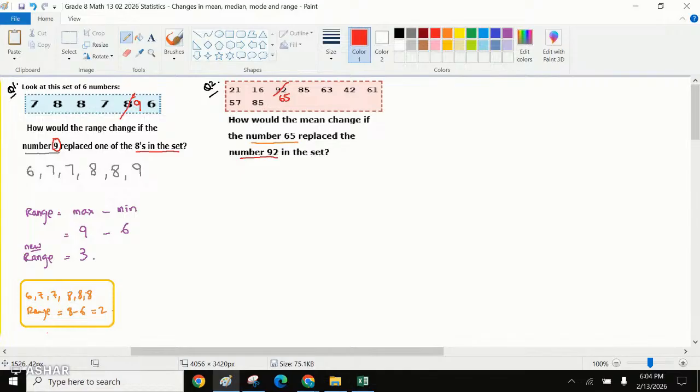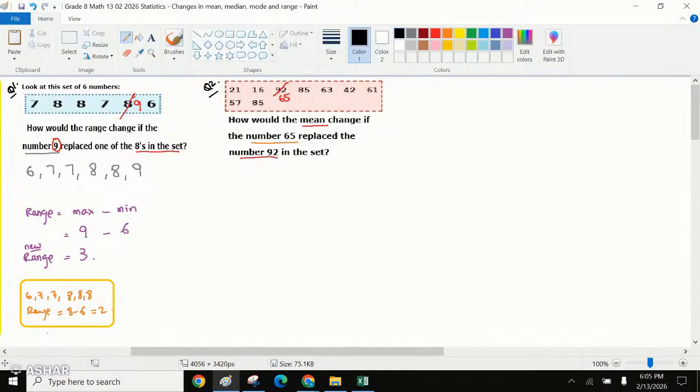what we are looking at here is, if we change one of the given numbers, what impact would it have on the answer? The original number was 92. 92 has been replaced by a 65.